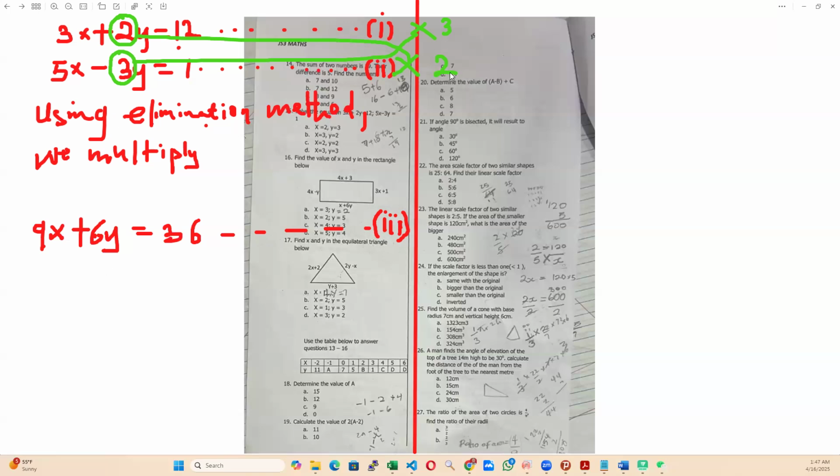Now, if you multiply 5x by 2, you will have 10x. 2 times minus 3y will give you minus 6y. Did you see that at the end of the day, we are now having 6 and 6? The idea is to make them uniform so we can easily eliminate.